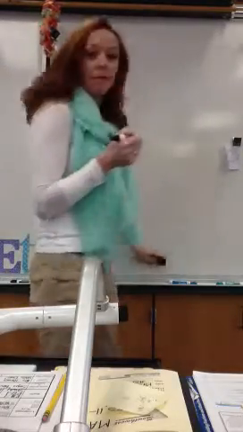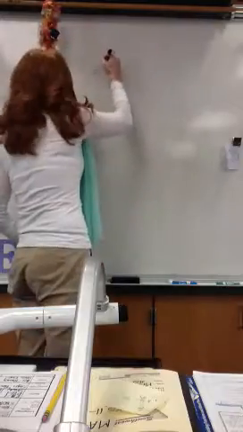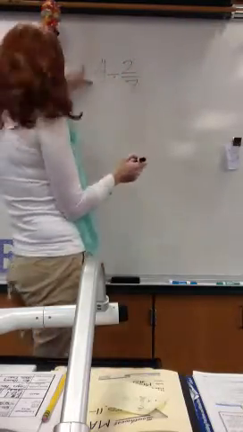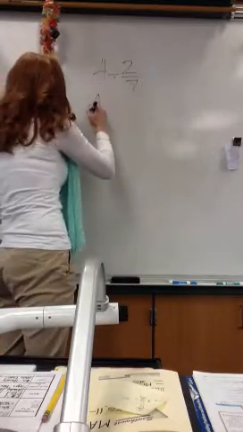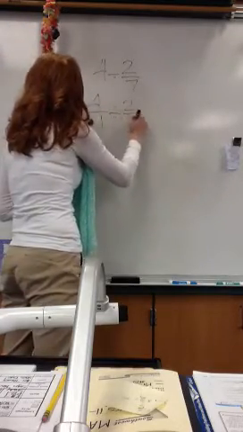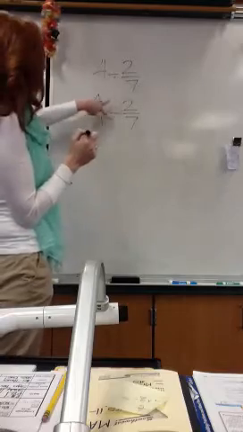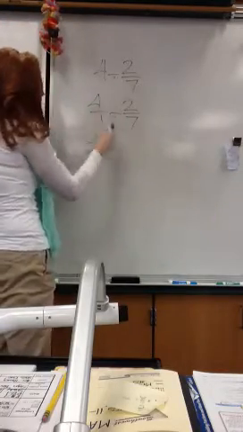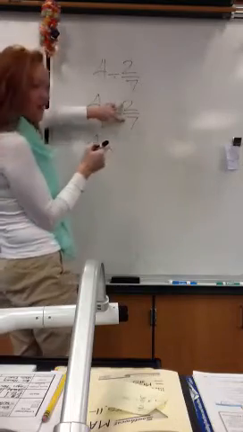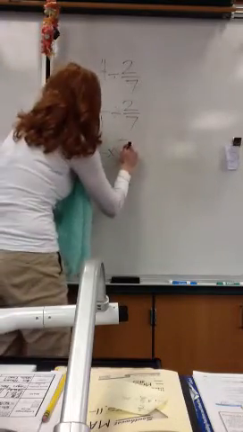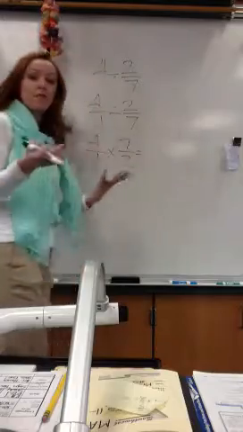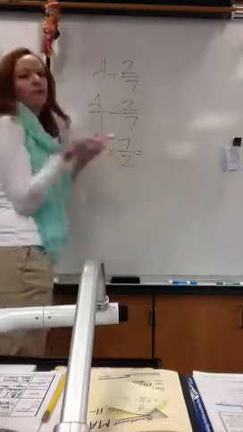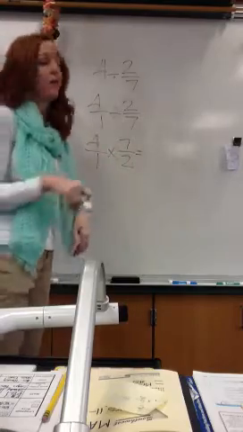Okay, last problem is 4 divided by 2/7. First step, turn this into a fraction. 4/1 divided by 2/7. Second step, flip and flip. First fraction stays the same, division turns into multiply, and 2/7 flips into 7/2. I have to multiply, but I know I want to reduce first. 1 and 7. Can't do anything with a 1, so can't do anything there.